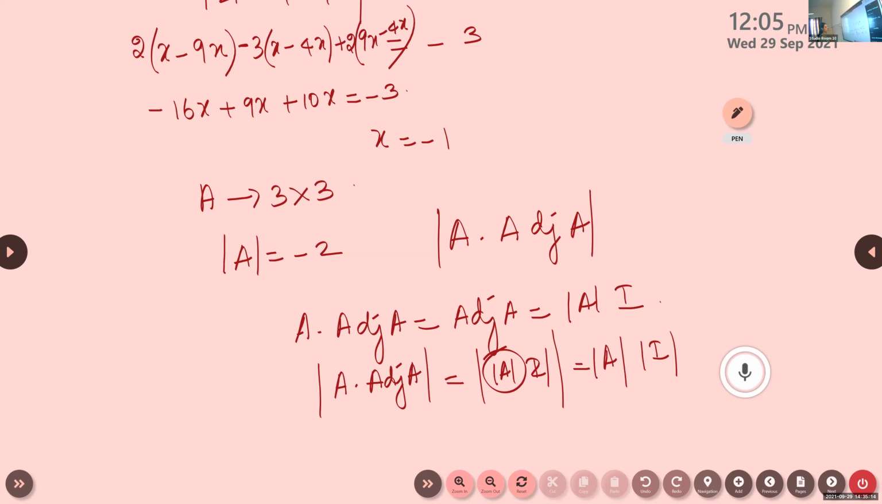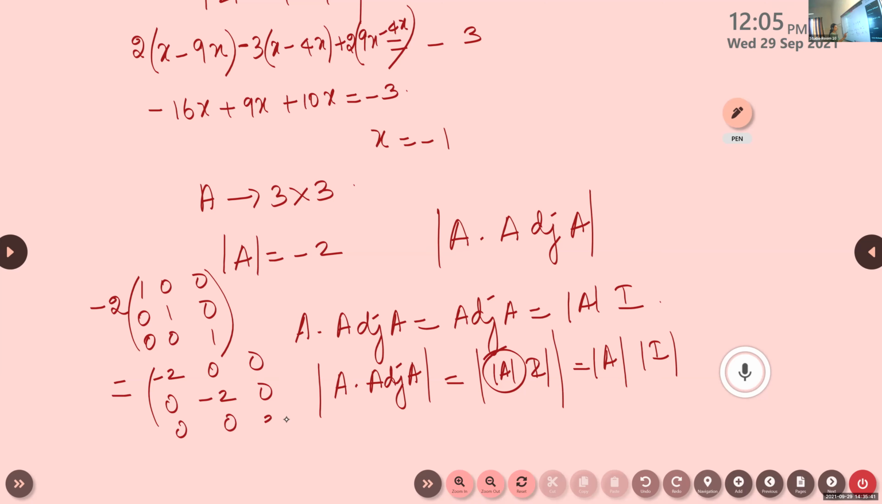Okay. Determinant A into I. So it is determinant of A into I. If you want, we can do like this. What is determinant A? Determinant A is -2 into 1, 0, 0, 0, 1, 0, 0, 0, 1, isn't it? If you open the bracket, you'll get -2, 0, 0, 0, -2, 0, 0, 0, -2. This is determinant A into I.